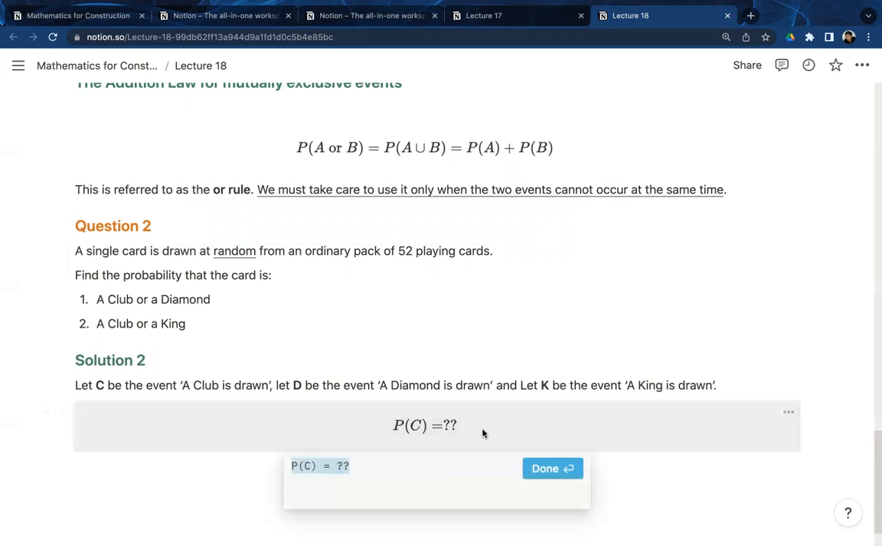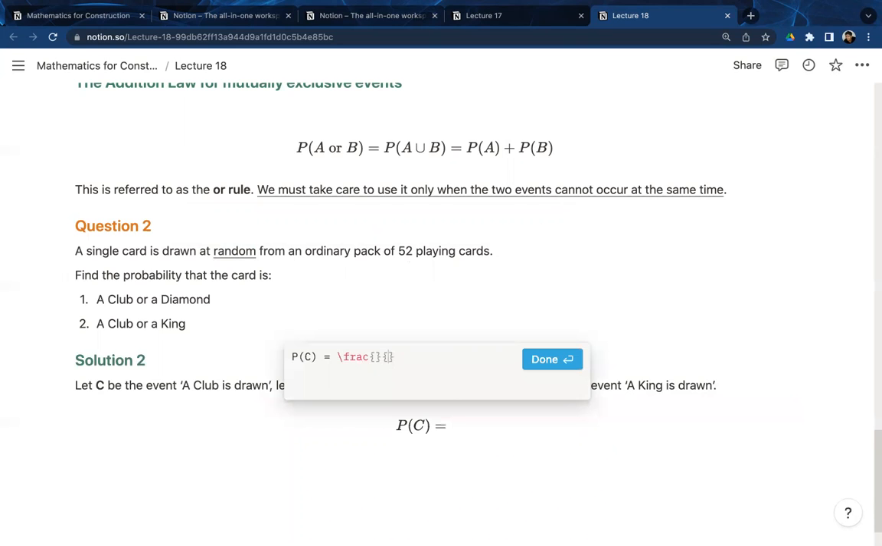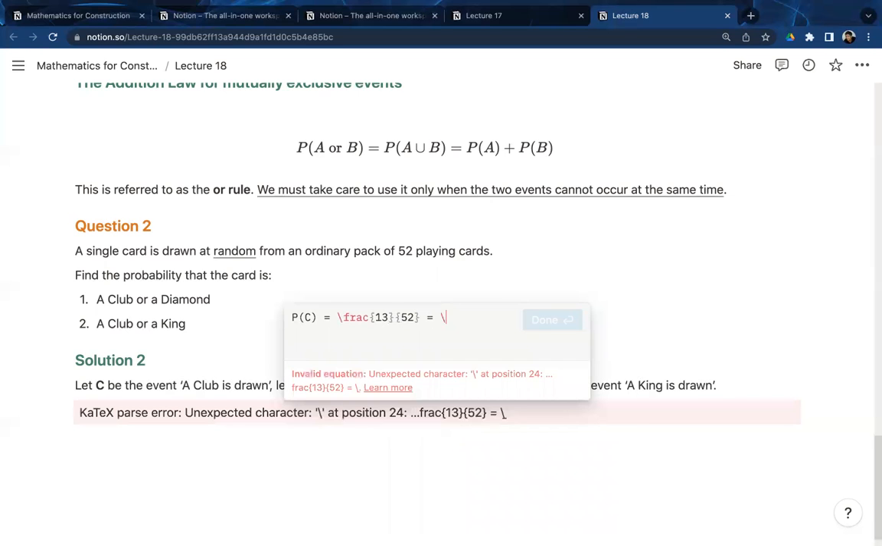So probability that you get a club. Well, how many cards do you have in all? This obviously is a fraction. You have 52 cards. And how many cards are clubs? 13, right?